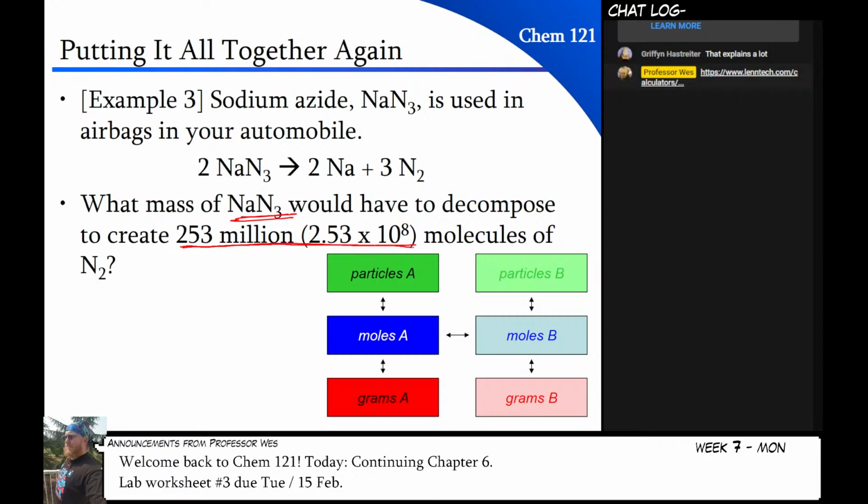So you're going to start with a number you know. And so we'll say A is nitrogen, because I know what that one is. And then B is sodium azide, because that's the one I'm solving for. What mass? So this is your goal, and this is where you're starting. Same type of problem, but you're going to start with a different number.